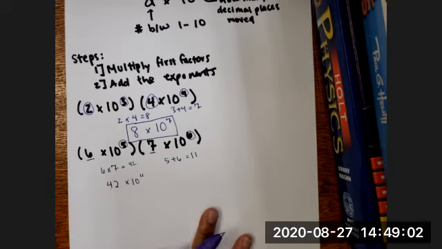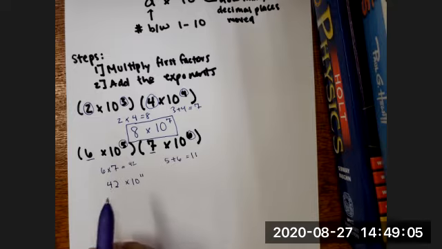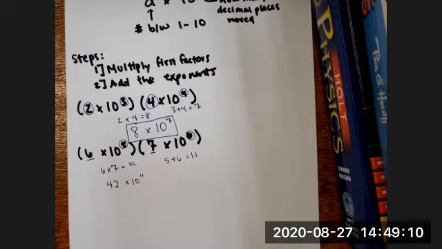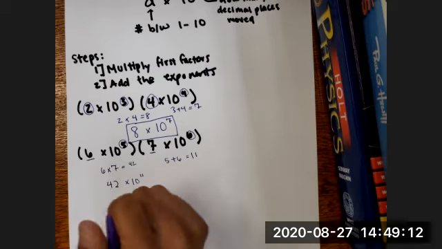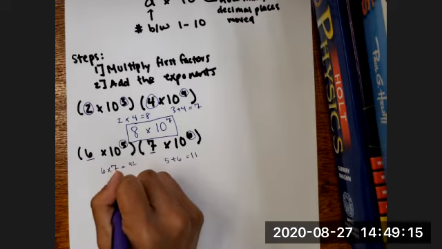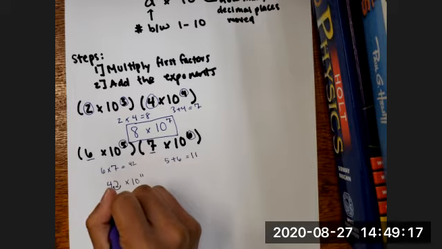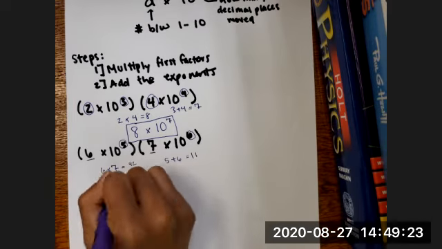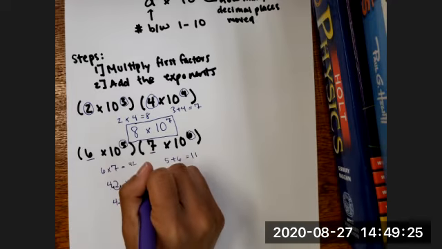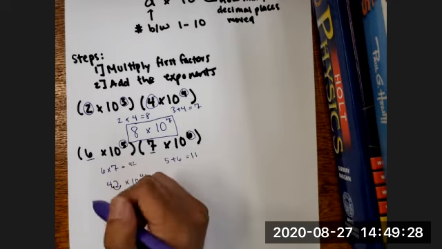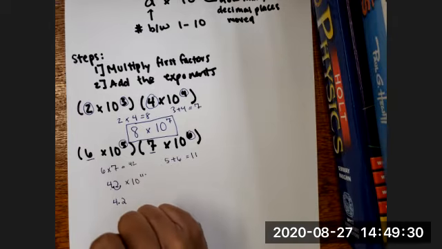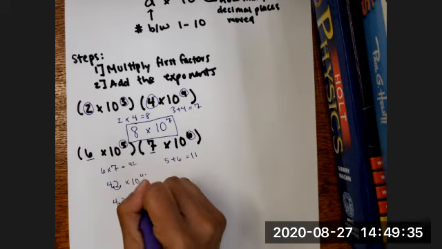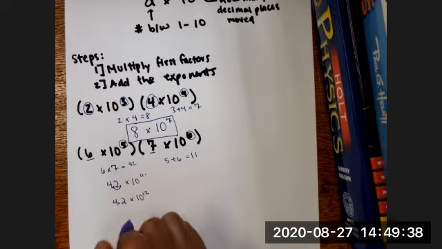But wait, there's something really important that I am missing. 42 is not between 1 and 10. It's actually greater than 10. So I'm going to move the decimal place over, and so I have 4.2. Since I moved it over to the left, I get to add a number to my exponent. So I'm left with 4.2 times 10 to the 12th power.